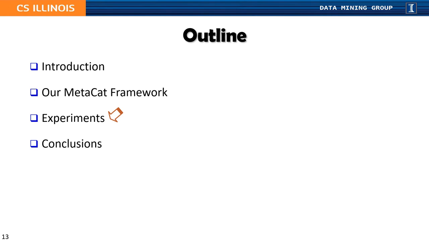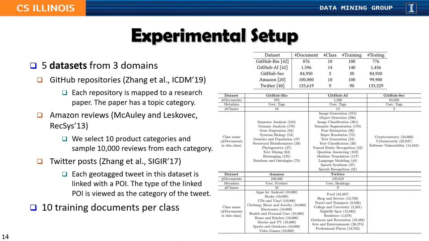After introducing our MetaCat framework, I would like to show our experiment results. We use 5 datasets from 3 different domains in our experiments. In the GitHub domain, we have 3 datasets related to bioinformatics, artificial intelligence, and security, respectively. Each repository is mapped to a research paper. The research paper has a topic category which is viewed as the label of the repository.